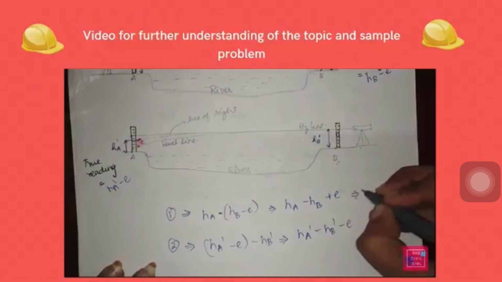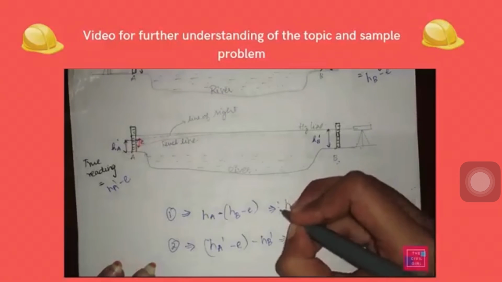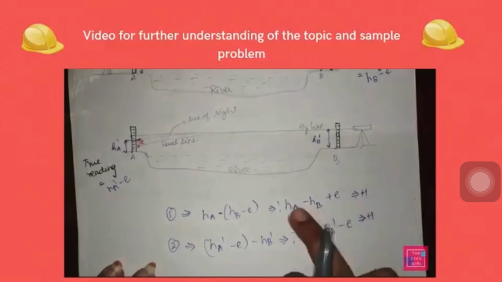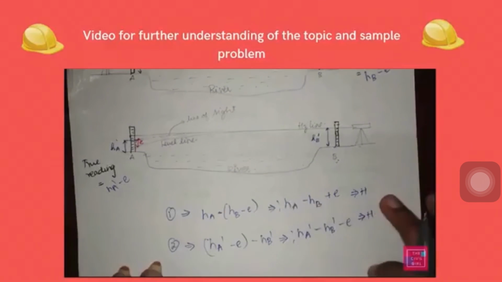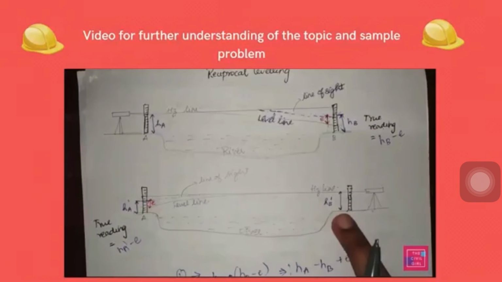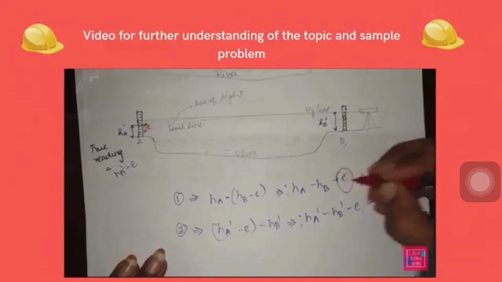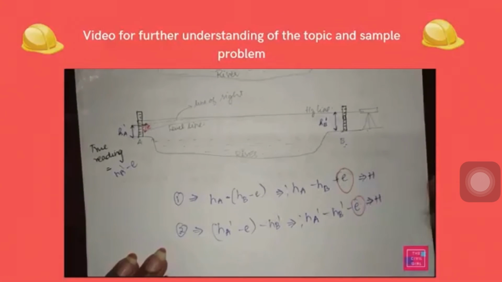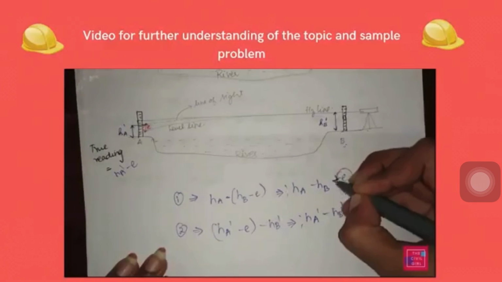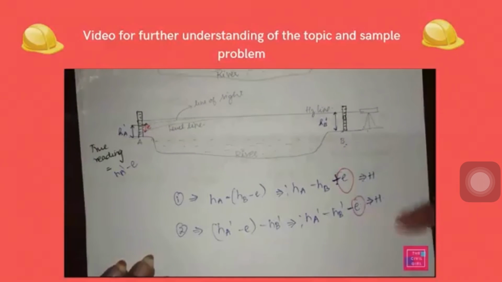Say it is H. So we have something like H is equal to this, H is equal to this. But we only know the values of HA, HB, HA dash and HB dash. We don't know the values of E. So in order to eliminate these two things, this is plus, minus, we are going to add our equations 1 and 2.